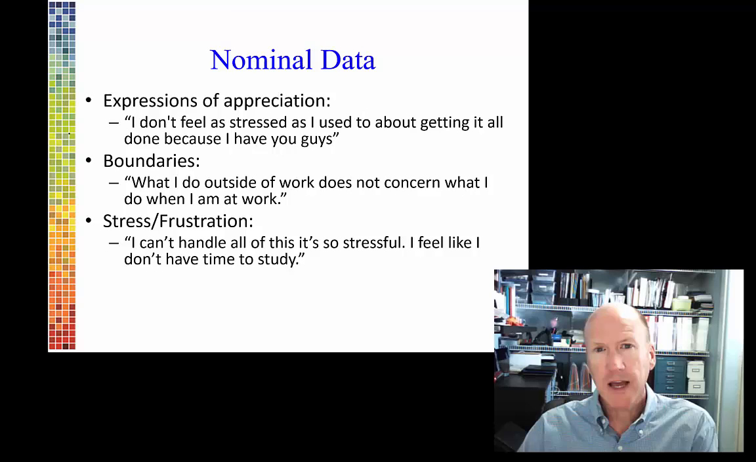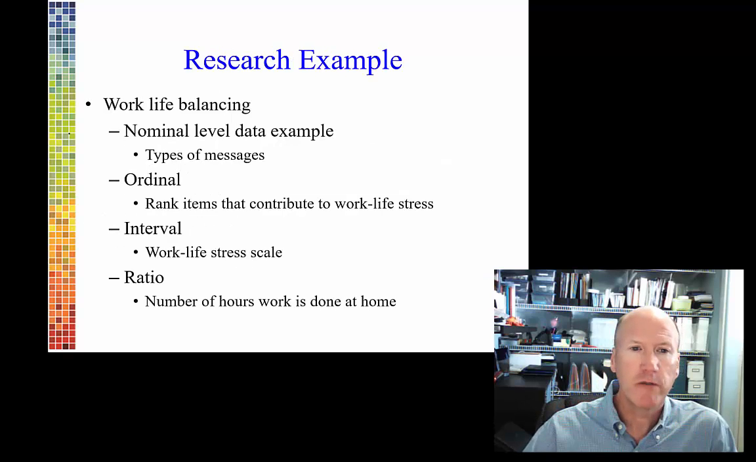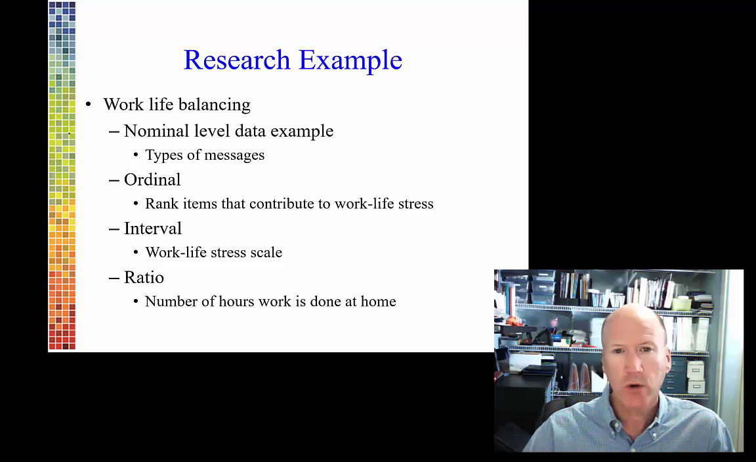And then lastly, an example of a ratio level of measurement. Ratio is similar to interval. The main difference is that there's a true 0 in that scale, which means that concept or idea does not exist. So we might ask people, what is the number of hours of work that you do at home? That could be 0 hours, 1 hour, 2 hours, whatever the case might be.